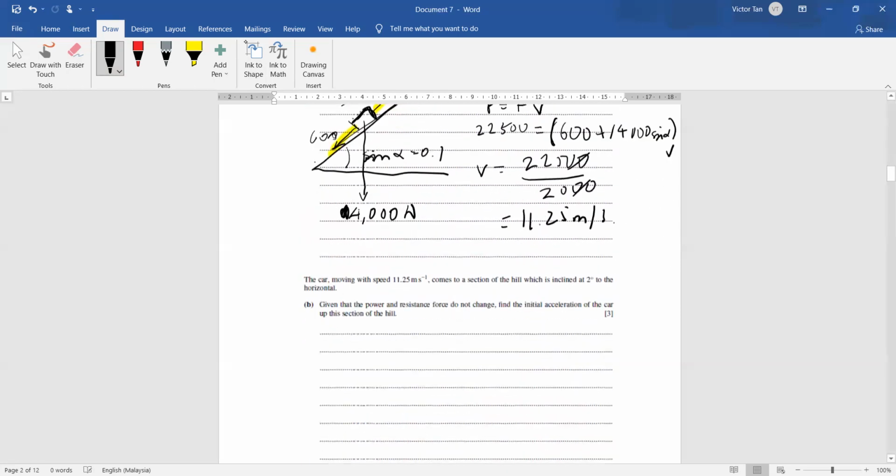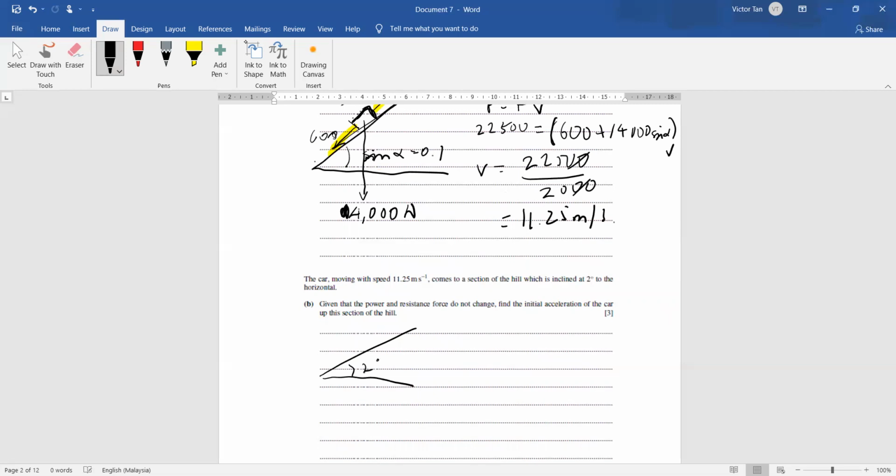Okay. The car moving with speed 11.25 comes to a section of hill which is inclined at 2 degrees to the horizontal. Given that the power and resistance force do not change, find the initial acceleration of the car up this section.